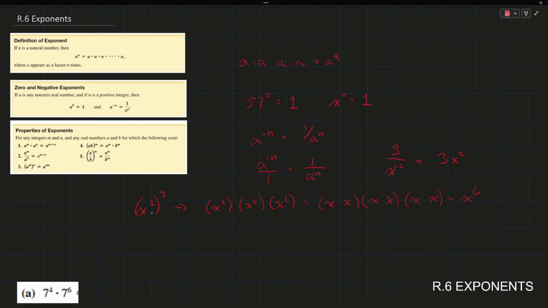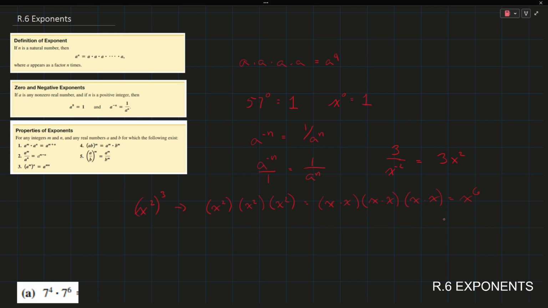So like in this case, we had x squared to the 3rd. So I wrote x squared times x squared times x squared. That gets rid of the x squared to the 3rd part, right? Because there's 3 of them. And then inside each of those parentheses, the x squareds, I replace those with x times x because that's what x squared represents. And then what you have is you just have 6 x's all being multiplied together. So x to the 6th.